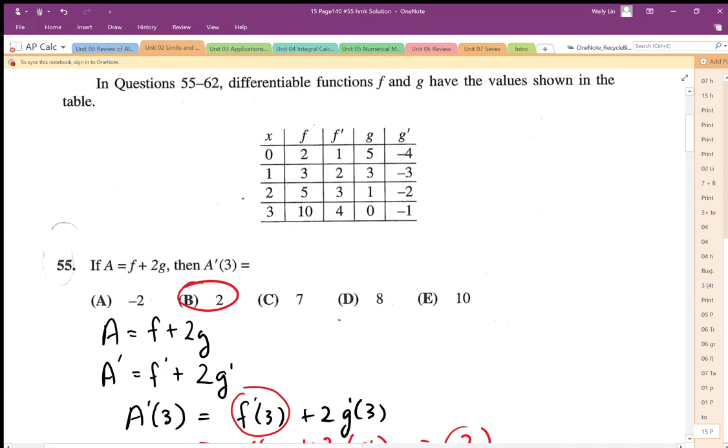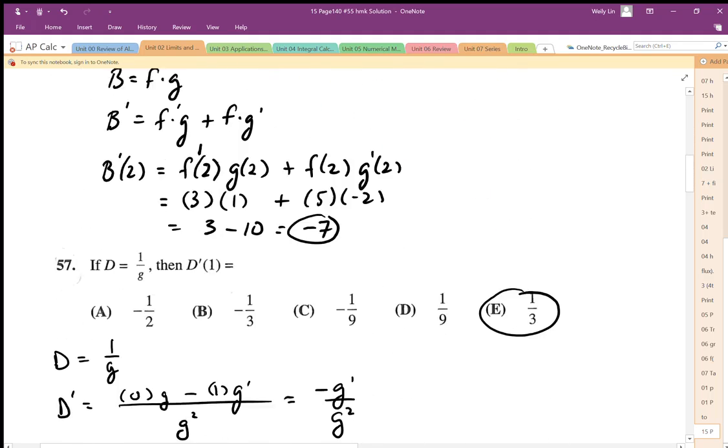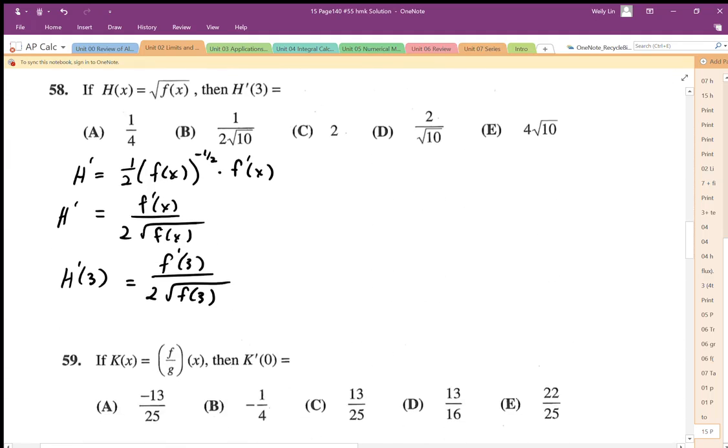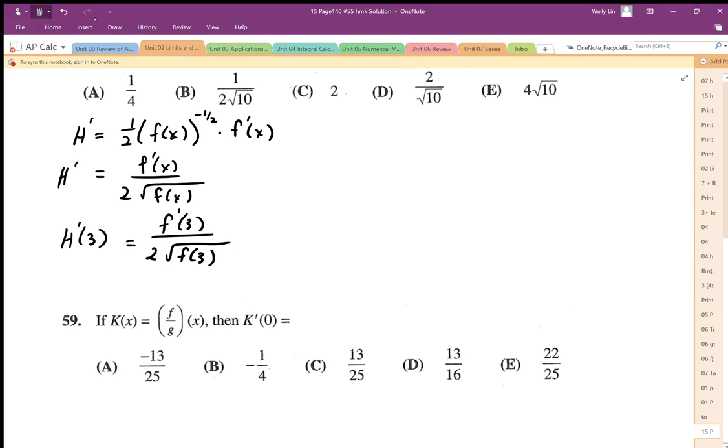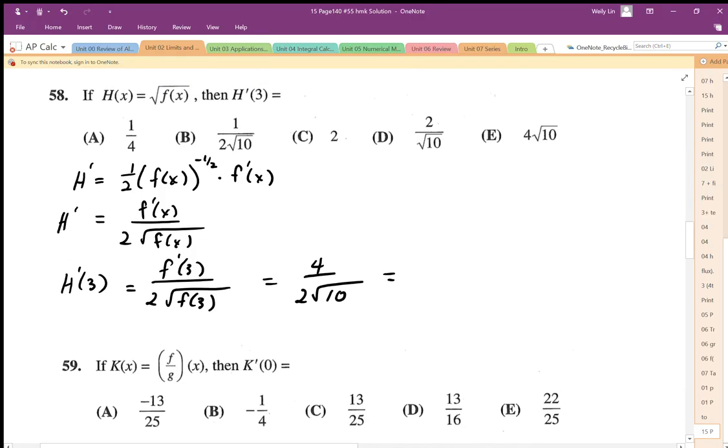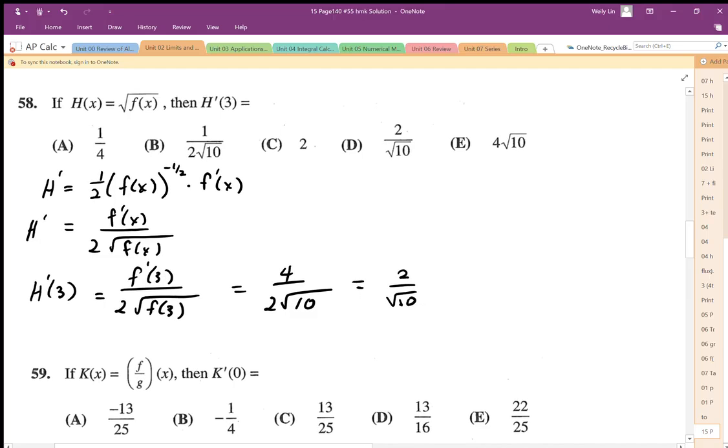f prime at x equals 3 was 4, f was 10, so f prime was 4, f was 10. Okay, so f prime was 4, the f value was 10, so there's my slope at h prime, or h equals 3. And really I should simplify this to 2 over root 10, and so the answer is going to be D.